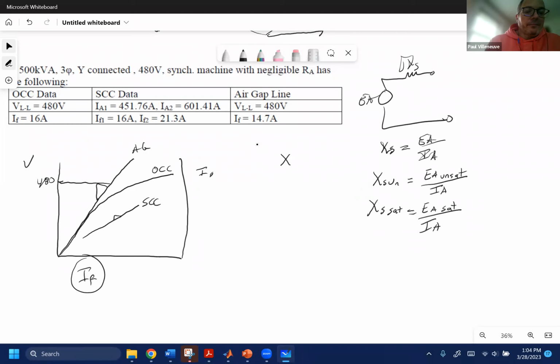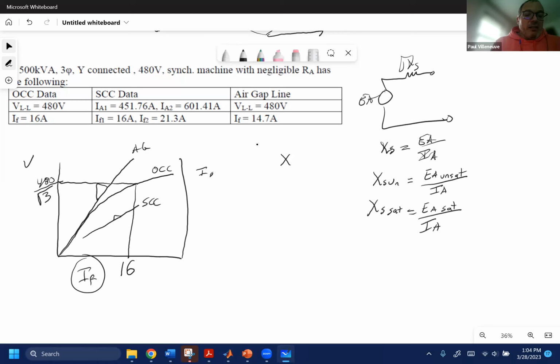And this here is 480 volts. On the open circuit characteristic, we see that our field current, for the open circuit, is 16 amps. Don't forget, this is a Y connected machine, so we've got to go ahead and put the square root of 3 over there.